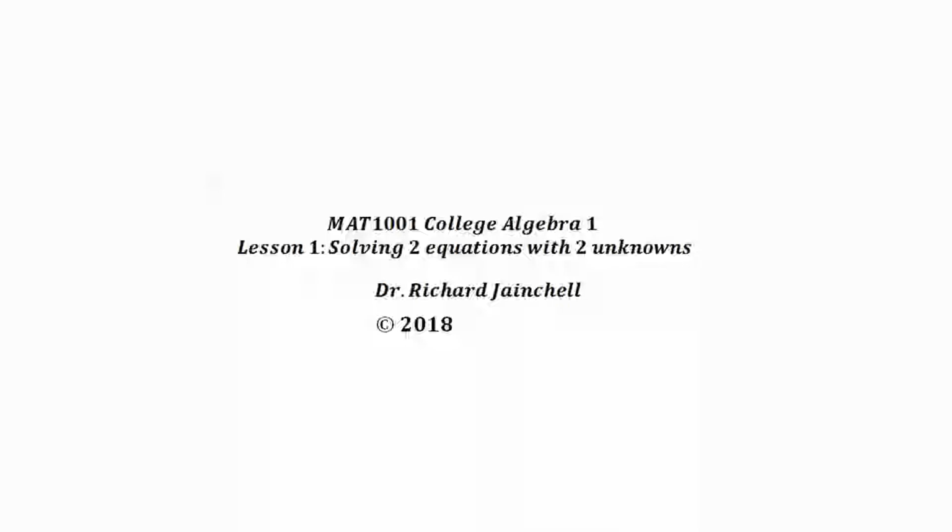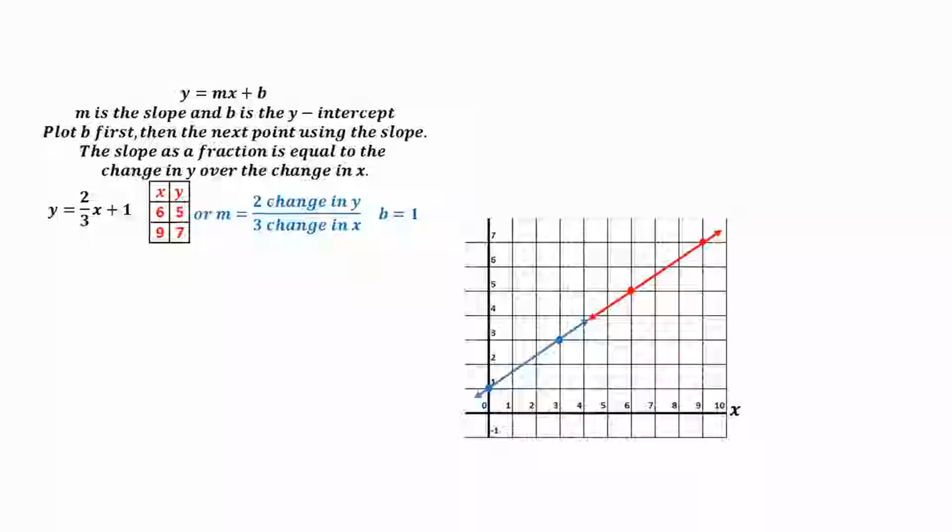In this video, we will find 4 methods for solving 2 equations with 2 unknowns. Here we have the standard form for a straight line, y is equal to mx plus b. This is called the slope-intercept form. M is the slope and b is the y-intercept. First we plot b on the y-axis, then the next point we plot using the slope. The slope as a fraction is equal to the change in y over the change in x.